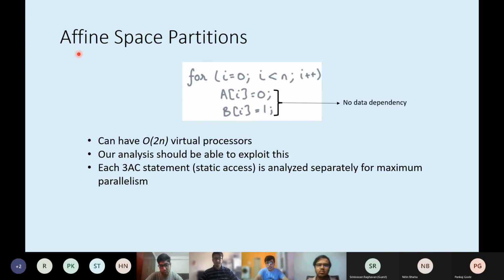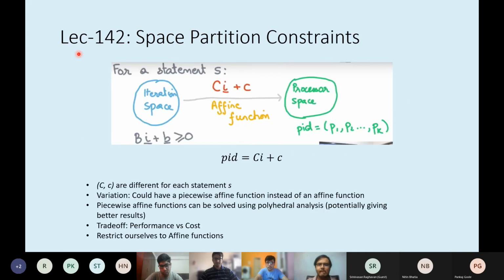There's no data dependency here. That's why we can execute these in parallel. Yeah. So moving on to lecture 142. Now we'll look at the space partition constraints. As we said earlier, we need to analyze each statement separately for maximum parallelization.